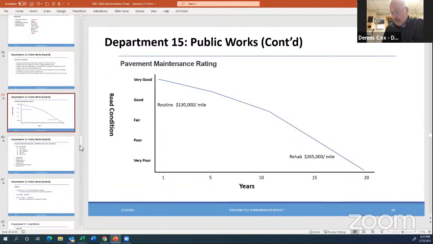And again, you can see that the routine costs are around $130,000 a mile versus rehabbing, where we've got to go in and tear up the blacktop and put in a new base, and we're up to almost $300,000. So I just want to illustrate that and answer any questions on the age and maintenance of our roads.